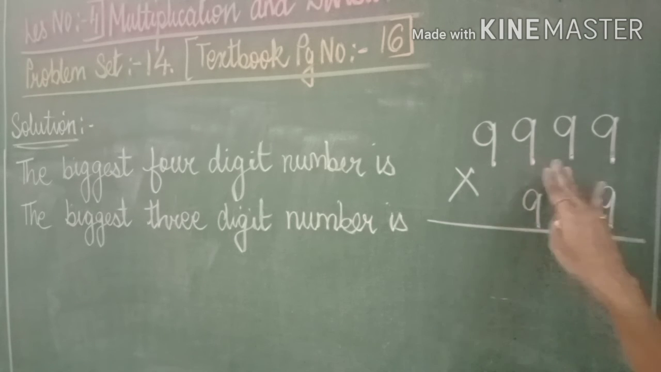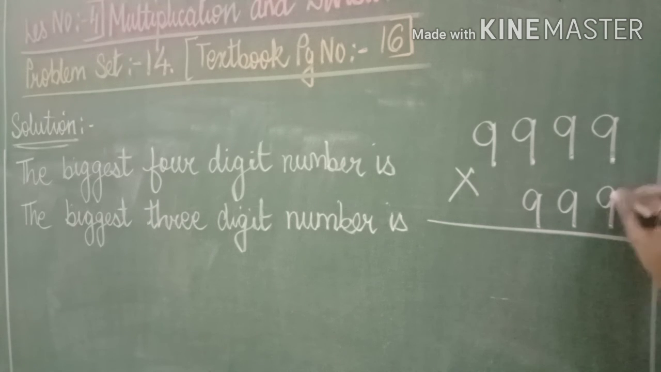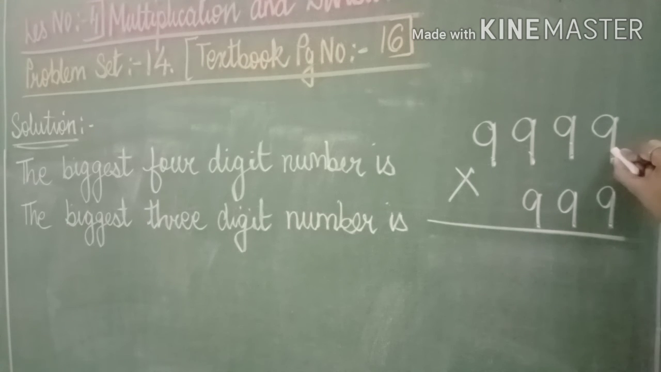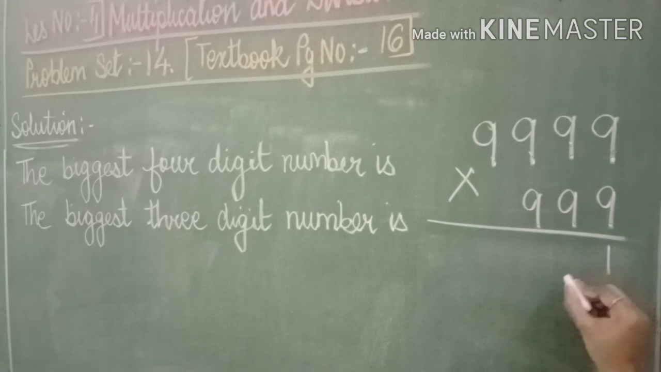So 9,999 into 999. First 9 nines are 81. 9 into 9 becomes 81. Okay. So 8 written, 8 carried up, 1 written down. 9 nines are 81. 81 plus 8 becomes 89. So 8 carried up, 89. 8 carried up, 9 written down.